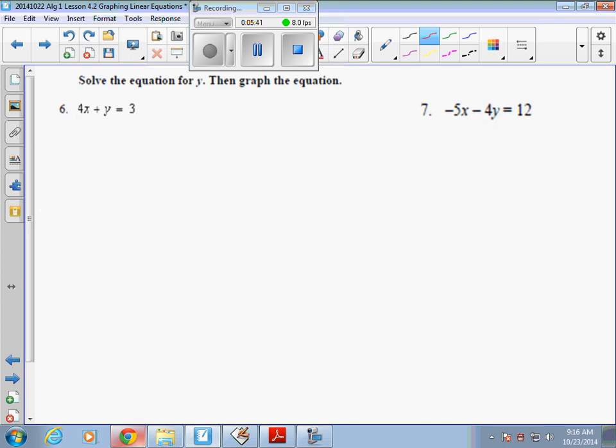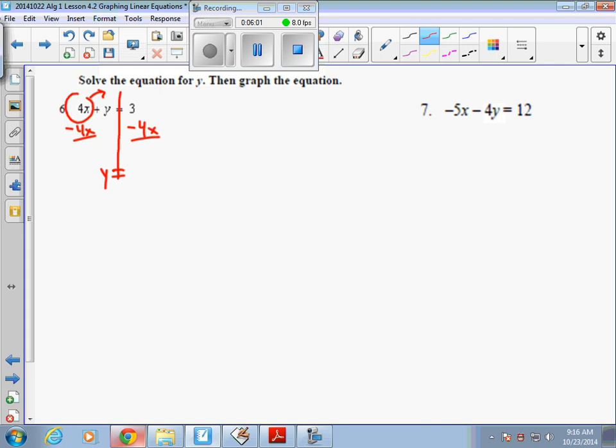Number 6 says solve the equation for y, then graph the equation. So the first thing you want to do is you want to get it to say y equals all by itself. We don't quite have that for this first one. We have to move the 4x over to the other side by subtracting 4x. If you subtract it on the left, you have to subtract it on the right. Make it say mx plus b just to get used to it for next week.